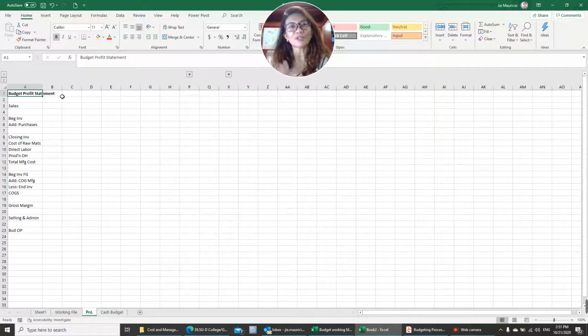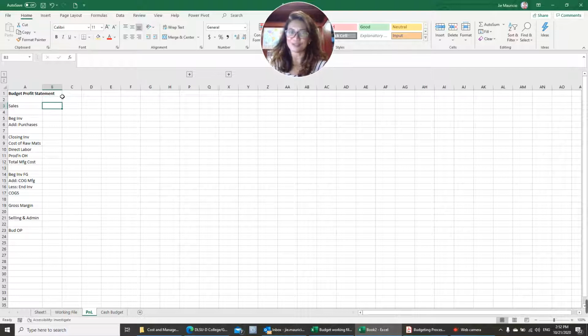Sometimes some people don't want to do that because it's prone to errors if somebody changes it, and you don't know what changes have been made. But you can put some controls in your worksheet wherein you can lock it so that only you can edit it, or you can see the different changes made since the file was opened. But I will not be discussing that. I will just focus on the budget profit statement and cash budget. So let's start with the budget profit statement with sales.